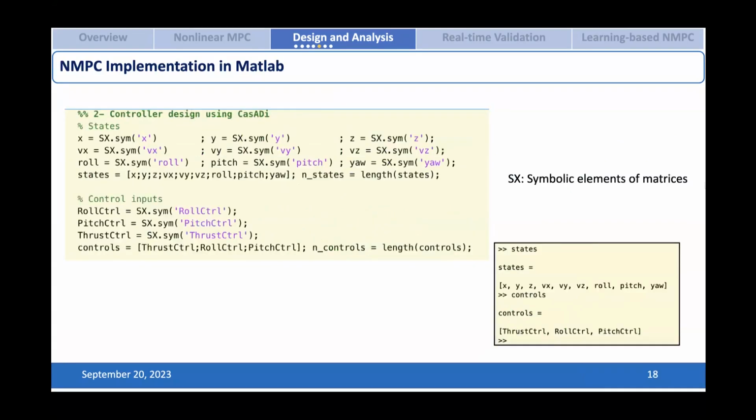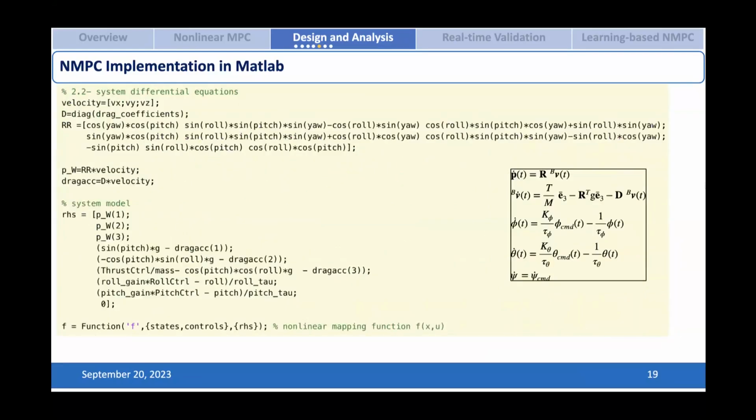R matrices. And then we define our system variables, and in this case we are using something called SX symbols, which is the symbolic elements of matrices built in CasADi. In this case we define the states, we have all the values of the states, and also we define all the control inputs. And if we print the value of the states and the controls, we get a symbolic vector that contains those variables.